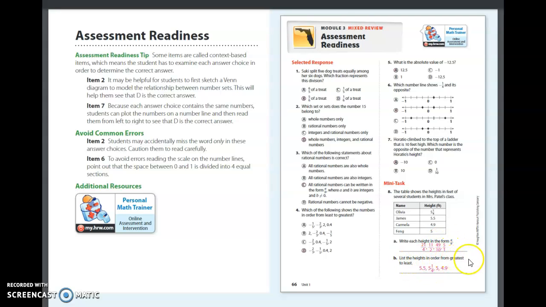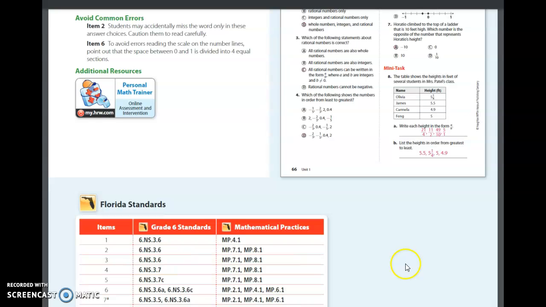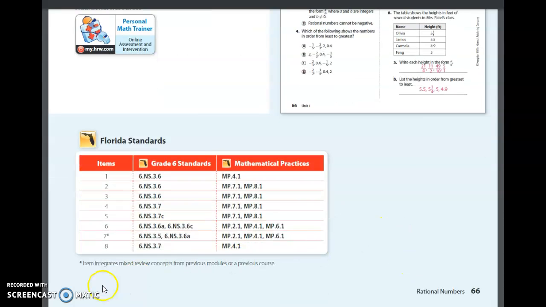List the heights in order from greatest to least. So now putting them in order after I've written the heights in each form, I'm now going to look at them and I can tell that 5.5 is going to be the greatest height. Then is going to come 5 1/4. Then is going to come 5, and then will be 4.9, so 4 feet and 9 inches.